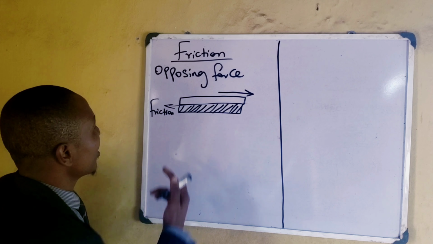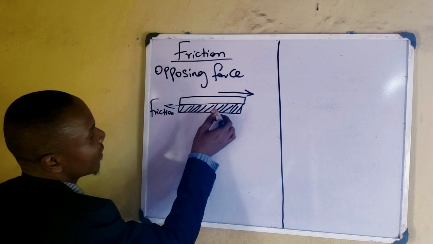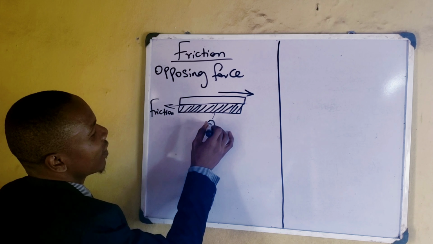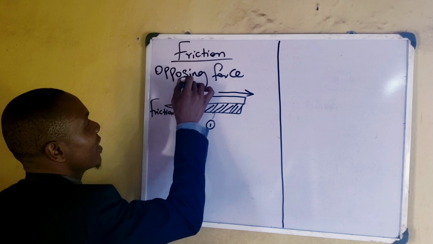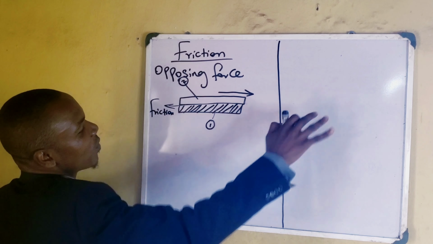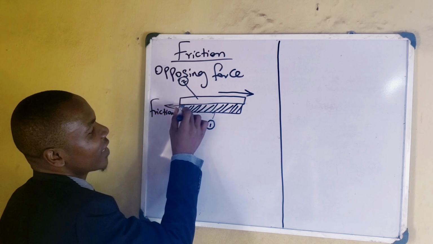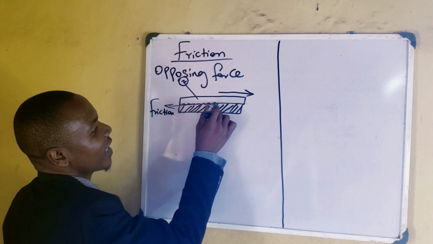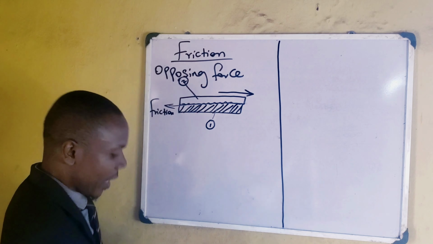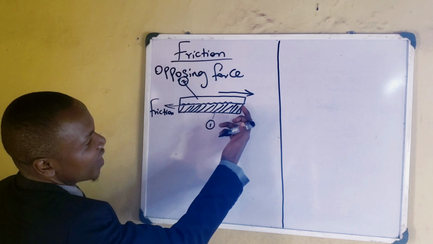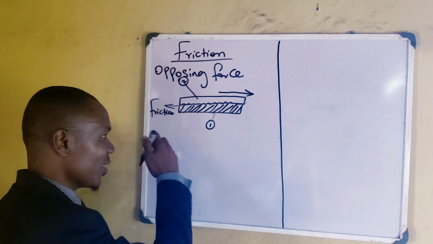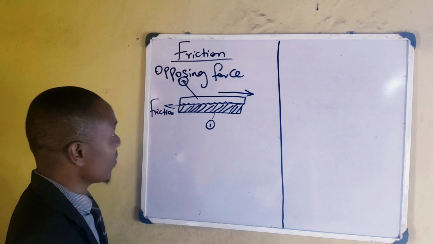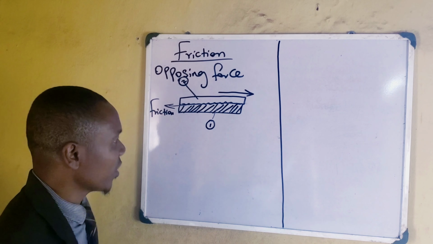So we have friction moving in opposite direction. So we have surface 1 and surface 2. Can you see that? And this thing is moving towards this side. And look at the contact where they are in contact. Can you see it? All right. So this thing is moving towards this side. You notice that the frictional force will be moving this side, in opposite direction. That's why we say that it is an opposing force.